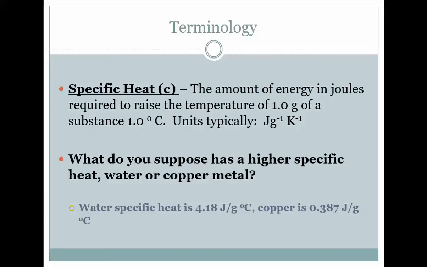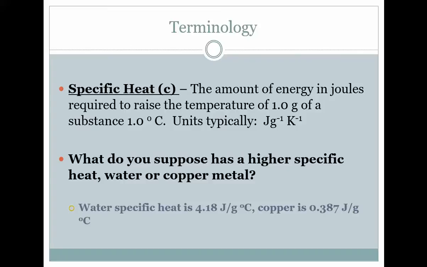Well, water's specific heat is 4.18 joule per gram degree Celsius. Copper is 0.387. So water has a much higher specific heat. So we could supply them with the same amount of energy, and the water's temperature would go up only a little bit, but the copper's temperature would go up a lot, given the same amount of energy.